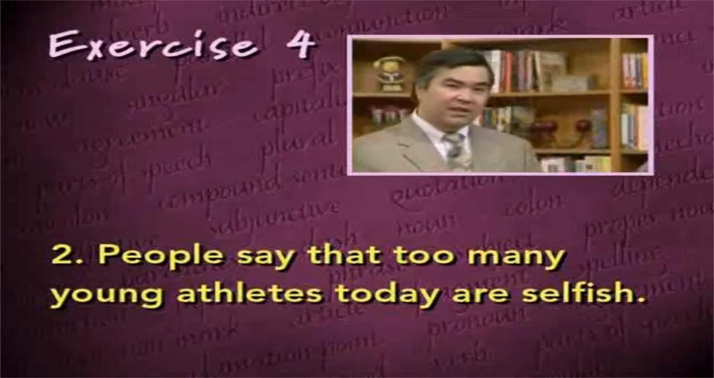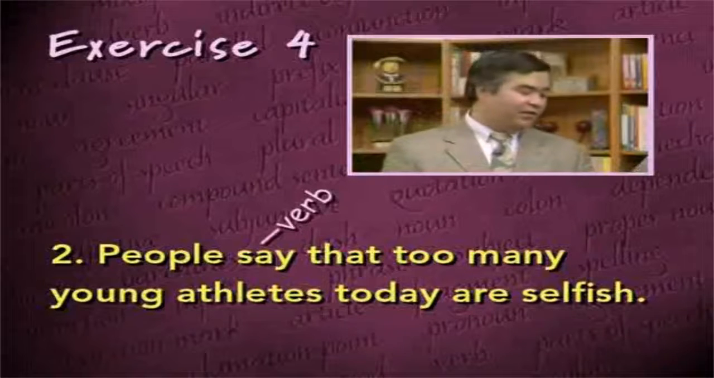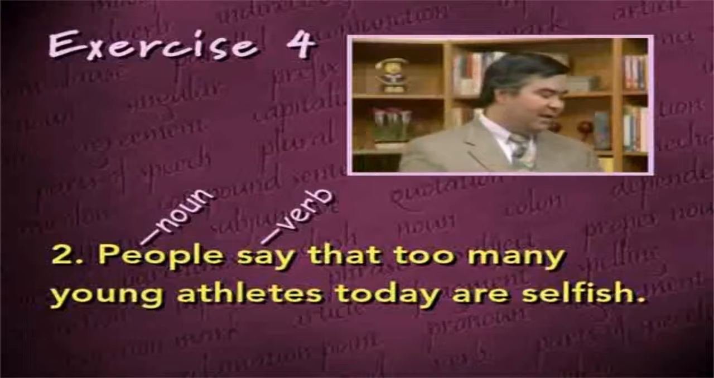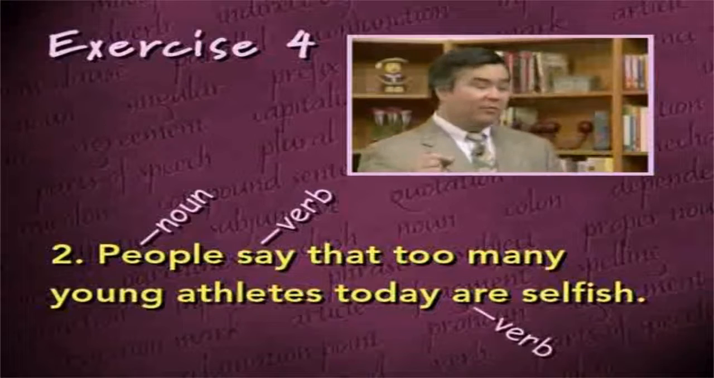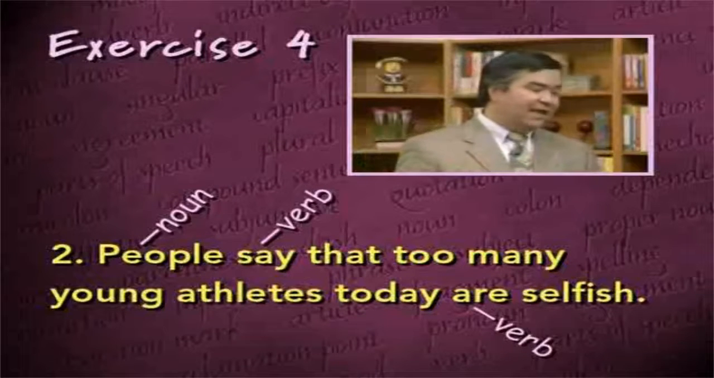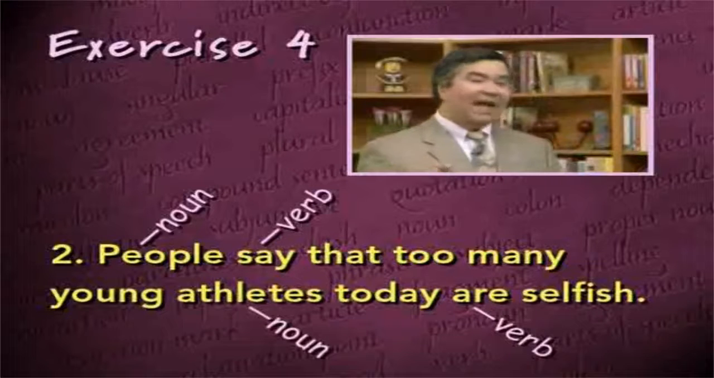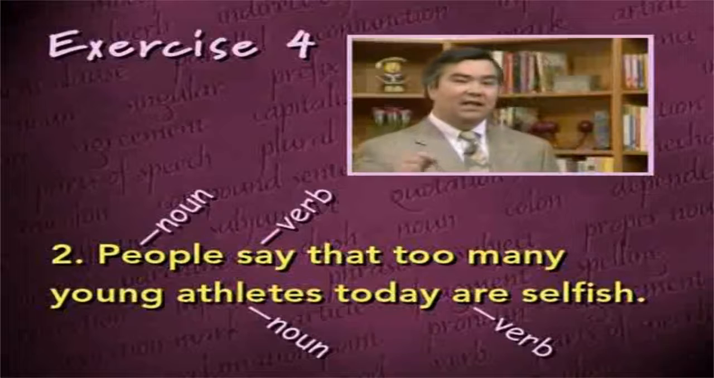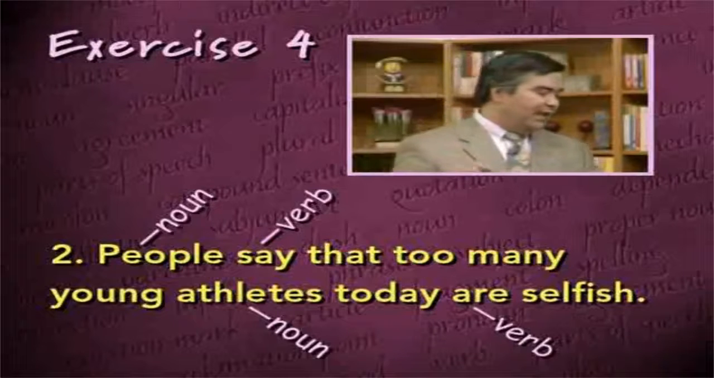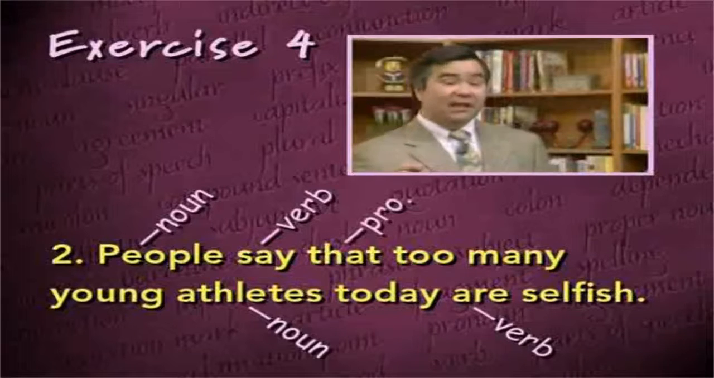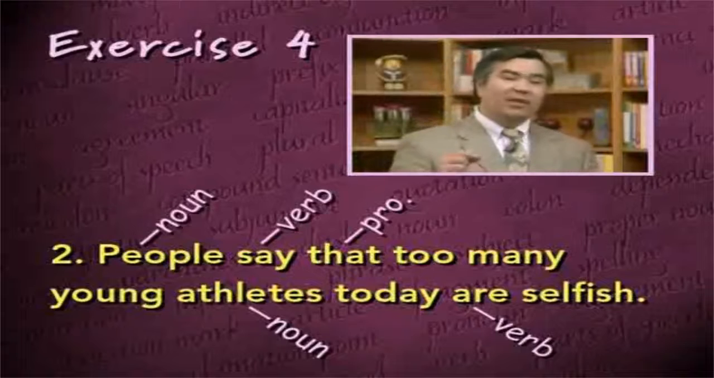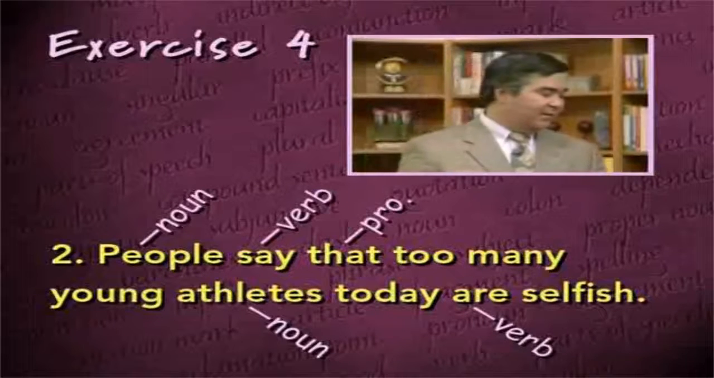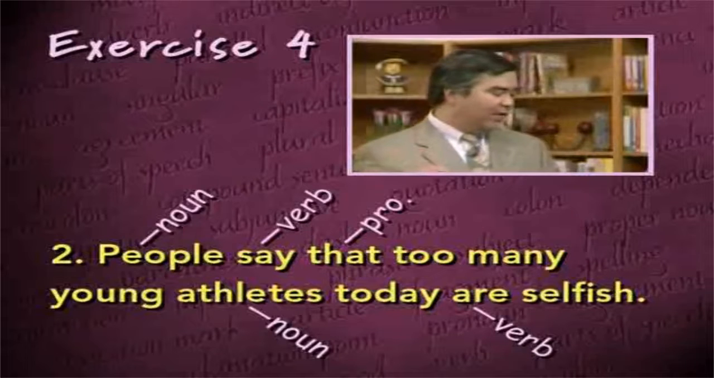There are two verbs in this sentence. Say is the first verb, and its subject is the noun people. The second verb is are, which is a verb of being near the end of the sentence, and its subject is the noun athletes. Now we can fill in the other words, now that we've identified the verbs and their subjects. The word that is a pronoun. Technically, it's known as a relative pronoun, and what it's doing is introducing a subordinate clause. So that is a pronoun.